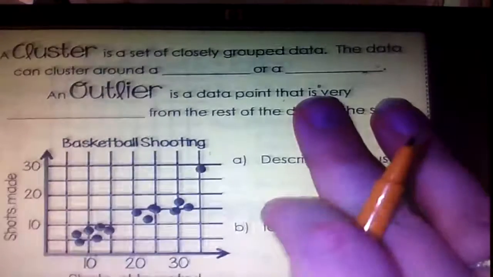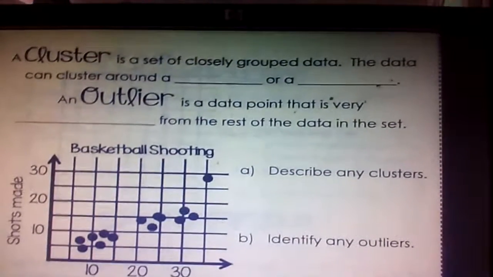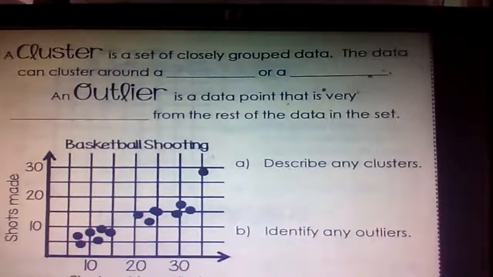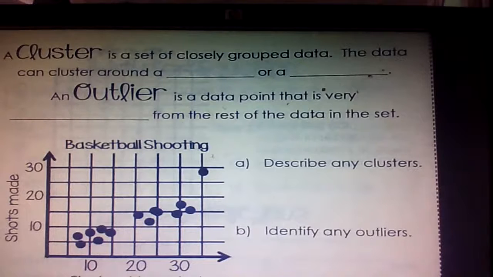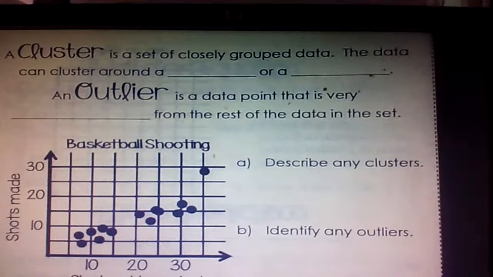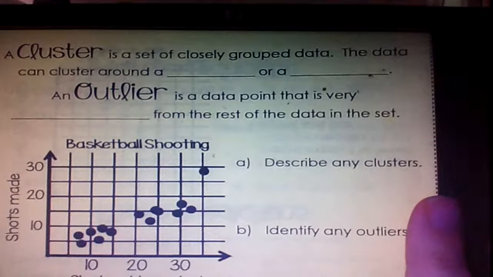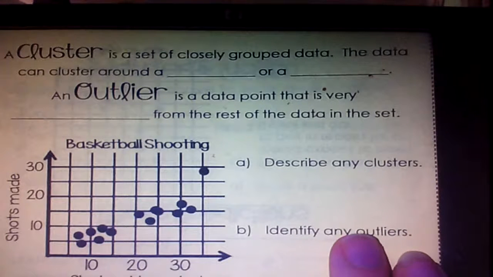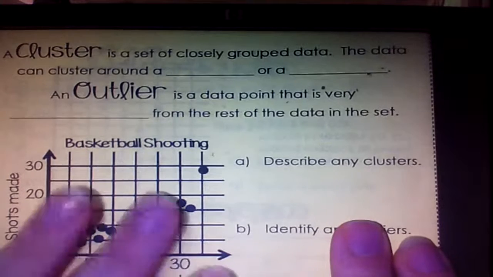Okay, so there can be things that happen. Things that just don't belong or things that are just a little weird. So we've got two types of things. The first one is called a cluster. A cluster is a set of data that is closely grouped together.